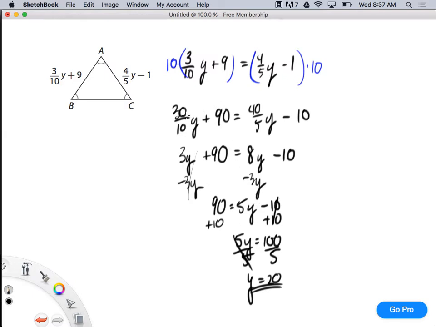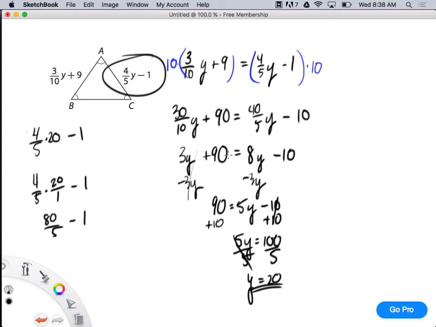So y equals 20, that's good, but I'm not quite done. I have to plug it in. So I'll plug it in here. 4 over 5y, so y is 20, so 4 over 5 times 20 minus 1. Some of you might get confused here. Do I multiply the top or the bottom? Well, 4 over 5 times 20 is the same thing as 4 over 5 times 20 over 1, so I only multiply the top. I get 80 over 5 minus 1. 80 divided by 5, if I have to, I can do my long division. 5 goes into 8 one time, minus 5 is 3. Bring down the 0. 5 goes into 30 6 times. 16 minus 1 is 15. So my side lengths are 15.